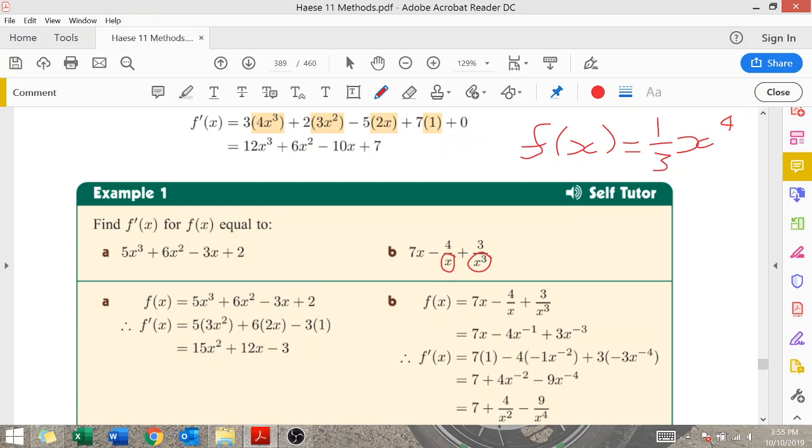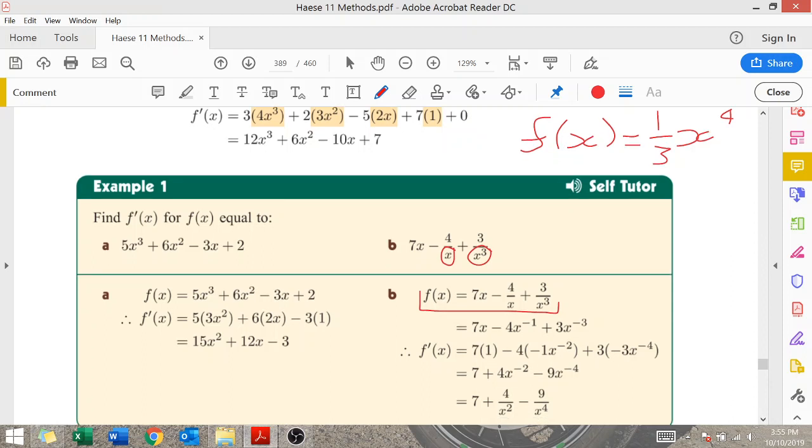So, first of all, let's state our function, which is 7x, take 4 on x, plus 3 on x cubed. We then need to linearize it. 7x is fine. So take 4 on x is going to become take 4 times x to the power of negative 1.